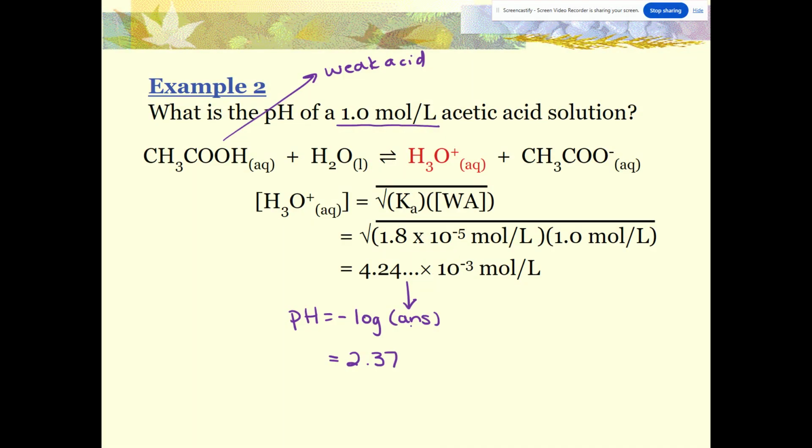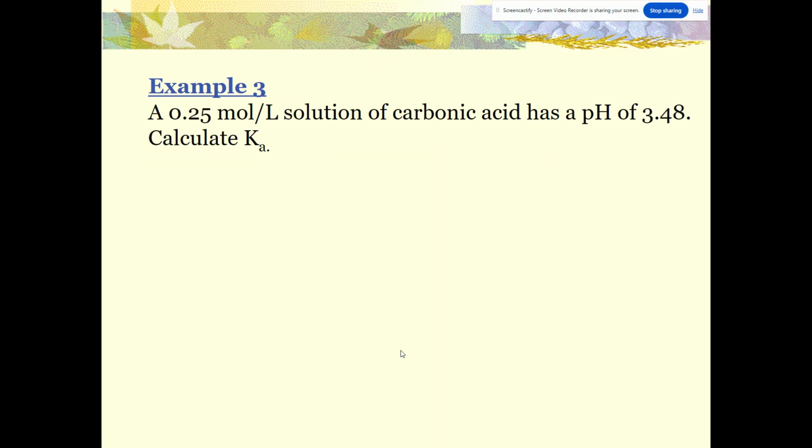2.37. Again, I have 2 digits in my Ka, 2 digits in my concentration, so I can have 2 sig digs in my pH, which are its decimal places. So 2.37 is the proper pH for this example. Now let's say you're given a question where it asks you to calculate the Ka. So remember the formula for Ka is the concentration of the hydronium ion, which was x squared, over the concentration of the acid.